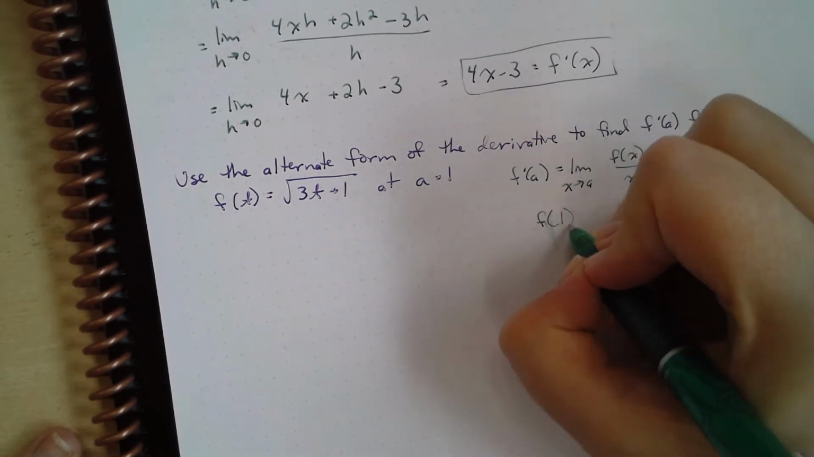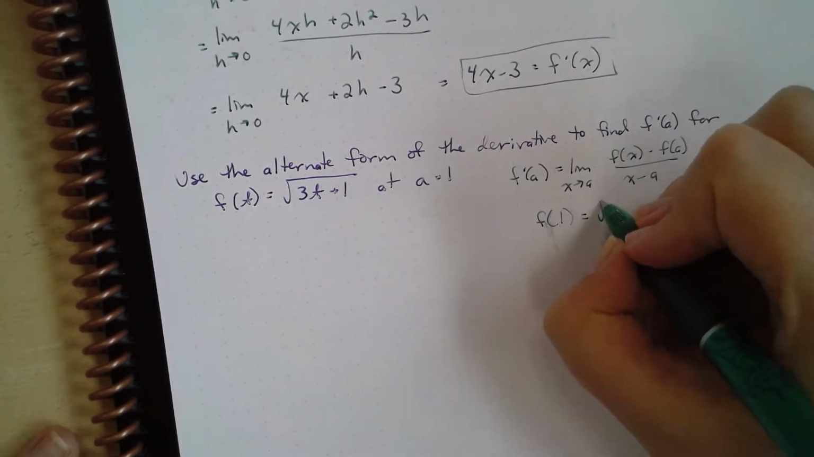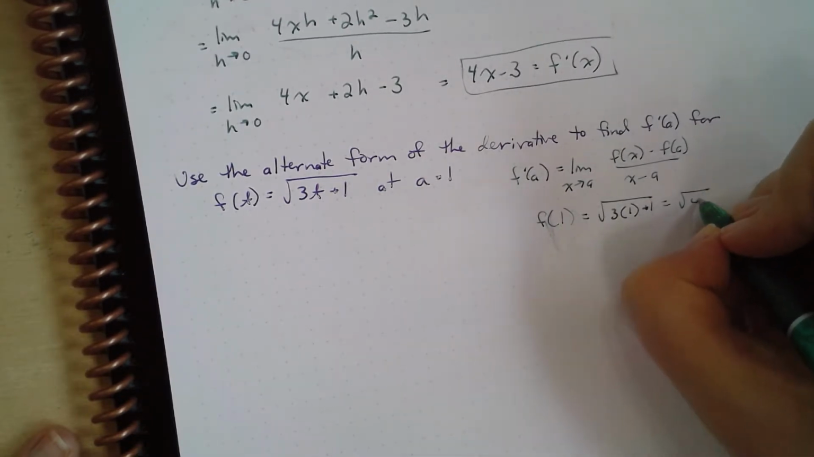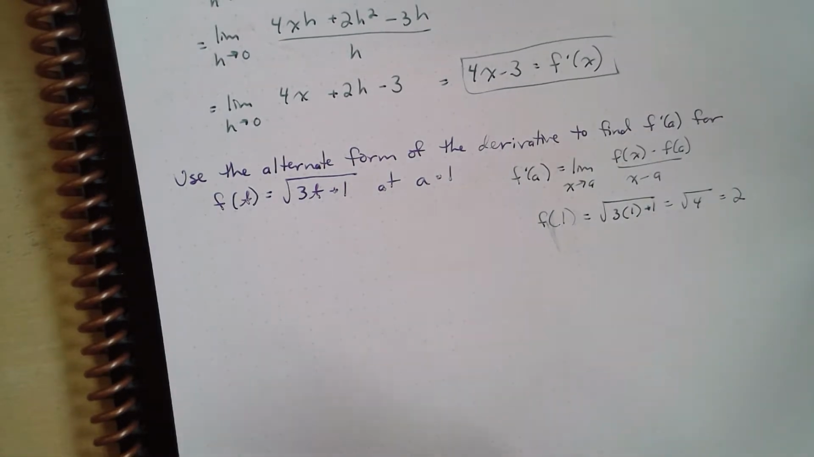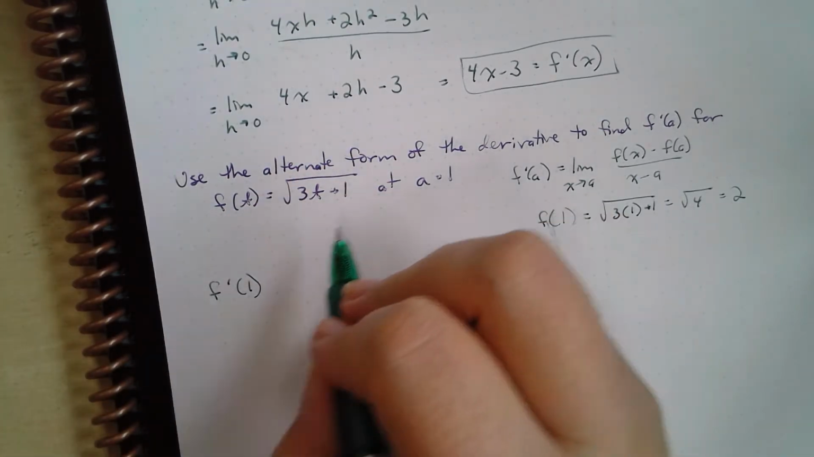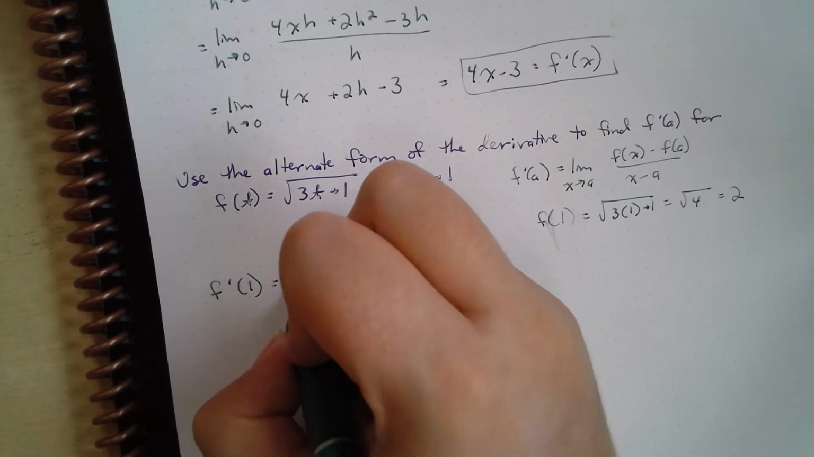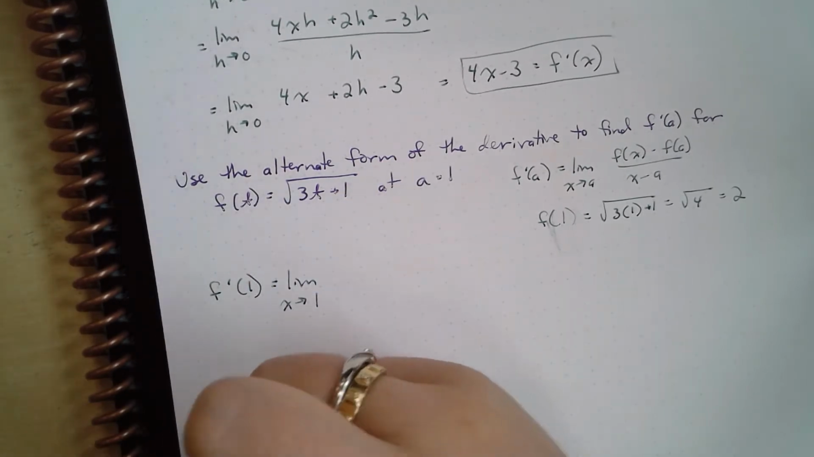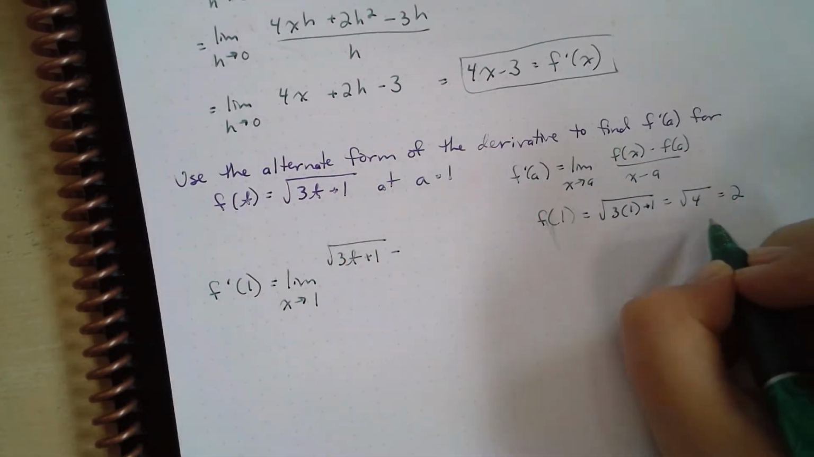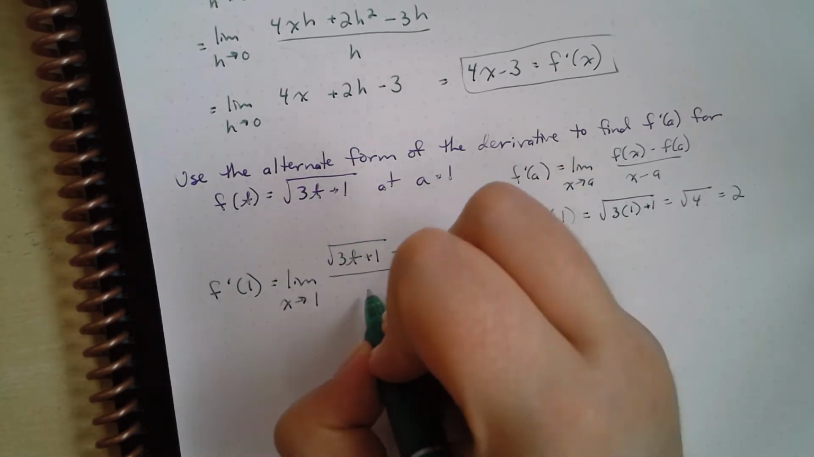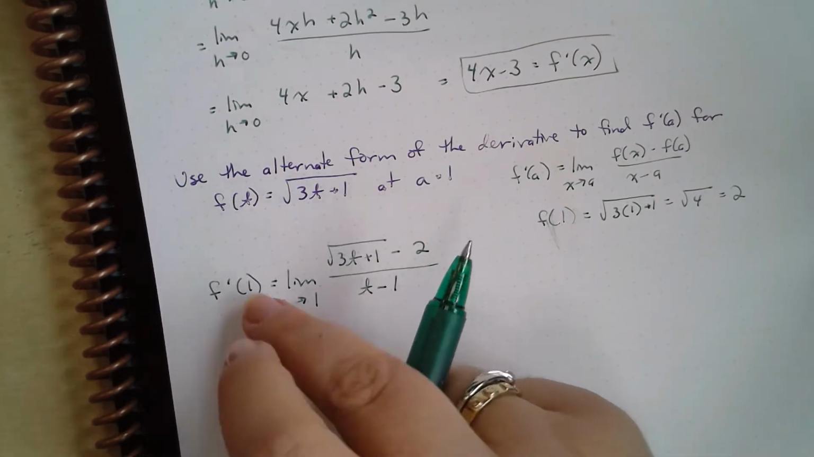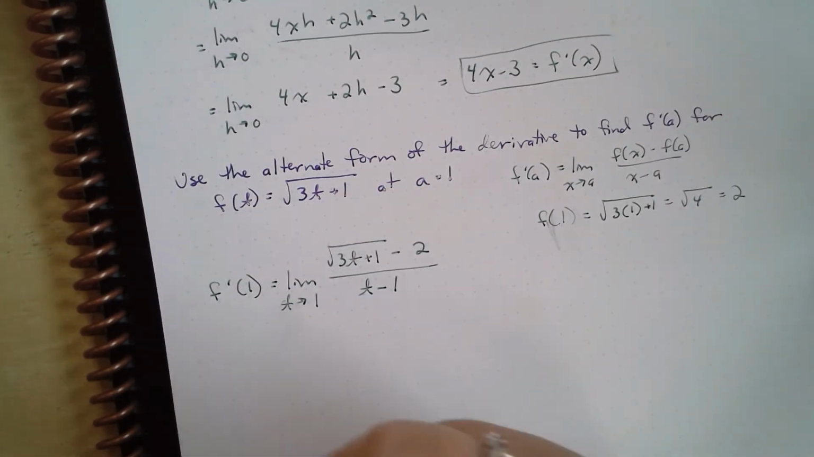I should write that down. f of 1 is equal to the square root of 3 times 1 plus 1, which equals the square root of 4, which equals 2. That's nice and convenient for us. So f prime of a, f prime of 1 in this case, is going to be equal to the limit as x approaches 1 of (f of x, the square root of 3t plus 1, minus f of a, which is 2) over t minus 1. And I wrote x here, but our variable actually is t, so I should be using that.